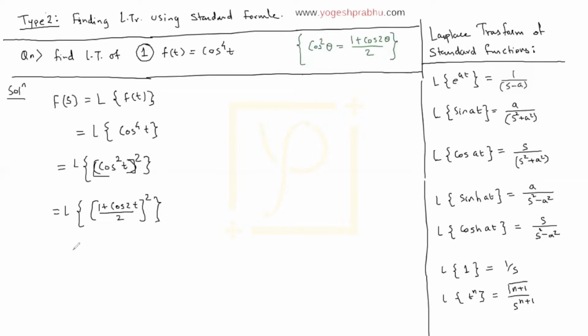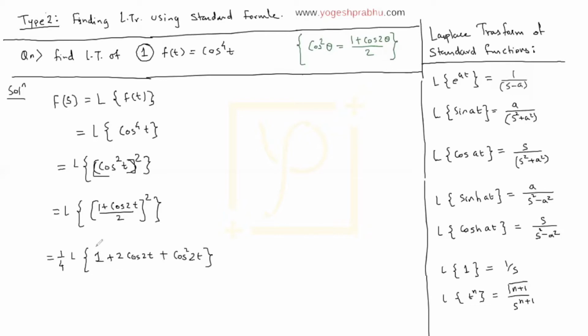Let me now just square this, and you will get the denominator square as 4. That being a constant, I can write it outside the Laplace transform, so that's 1 by 4 outside. Now we will square this bracket. The first term will be 1, that's the square of 1. Next is 2 times cos 2t plus cos square 2t. So we have expanded this and simplified in a big way.